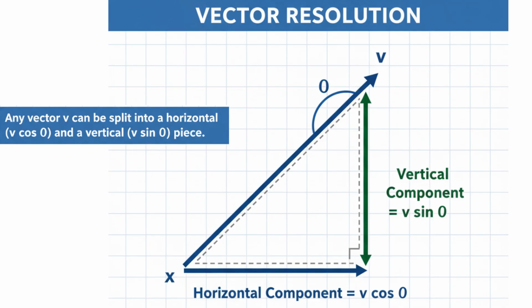For any vector, v, at an angle, theta, the horizontal piece is just v times cosine theta. And the vertical piece is v times sine theta. If you can master these two little formulas, you've got the secret to cracking projectile motion problems.